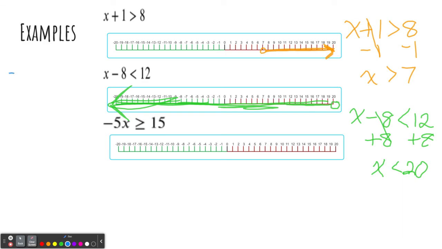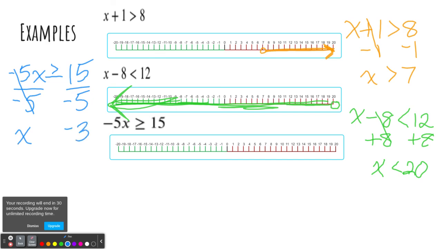Next example, negative 5x is greater than or equal to 15. To cancel out the multiplication, we will divide both sides by negative 5. Now this is our special rule. We're dividing by a negative. This cancels out. We get x. 15 divided by negative 5 is negative 3. But because we divided by a negative, we have to switch the symbol. This one is less than or equal to negative 3.